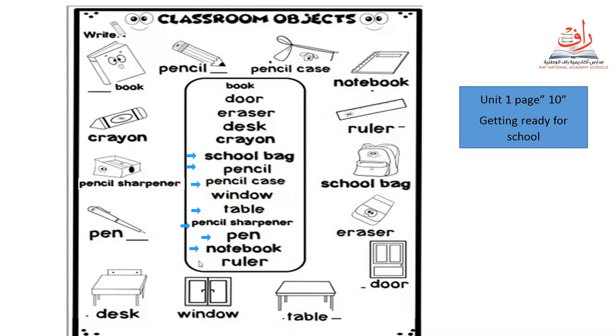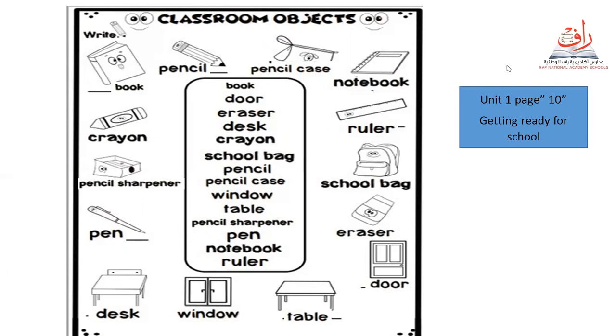Let's start from this picture. What's this? Book. Excellent, good job. Number two, crayon. Number three, pencil sharpener. Good job. Pen, excellent. The desk, excellent. Then window, table, good job. And door, eraser. Repeat after me, please. School bag, ruler, notebook, and the last one, pencil case. Excellent. Write them down, please. And pencil. Write them down.